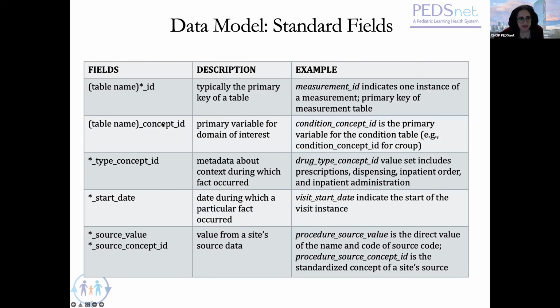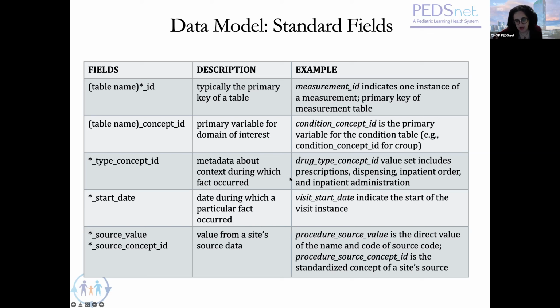So these are some standard fields for the data model. So all the fields have the table name and the ID, typically the primary key, for example, the measurement ID, which we just went over. And then the condition concept ID, where the table name is the condition occurrence table. And so those are the concepts. The example here is the condition concept ID for croup. Then there's the type concept ID, which is metadata around the concepts.